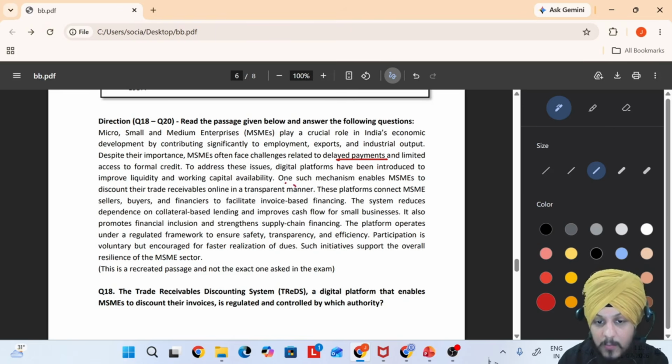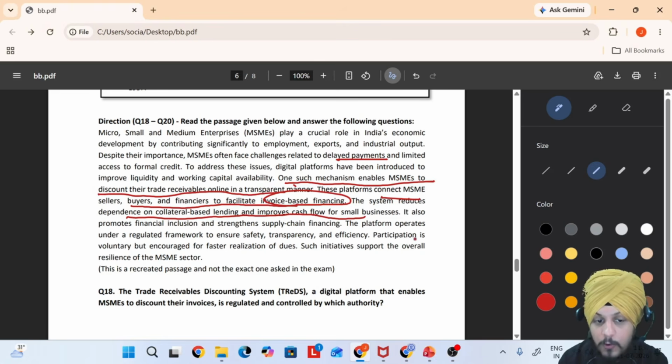One such mechanism enables MSMEs to discount their trade receivables online in a transparent manner. Now, this line is the main keyword. These platforms connect MSMEs to sellers, buyers, and financiers to facilitate invoice-based financing. The system reduces dependence on collateral-based lending and improves cash flow for small businesses. It also promotes financial inclusion and strengthens supply chain financing.